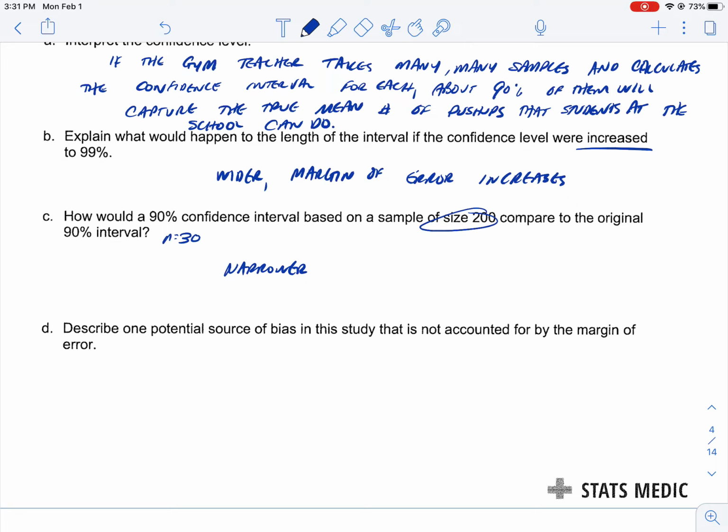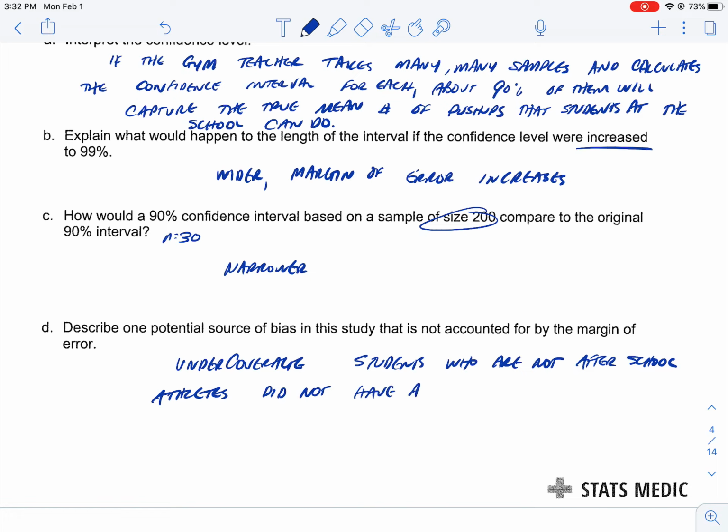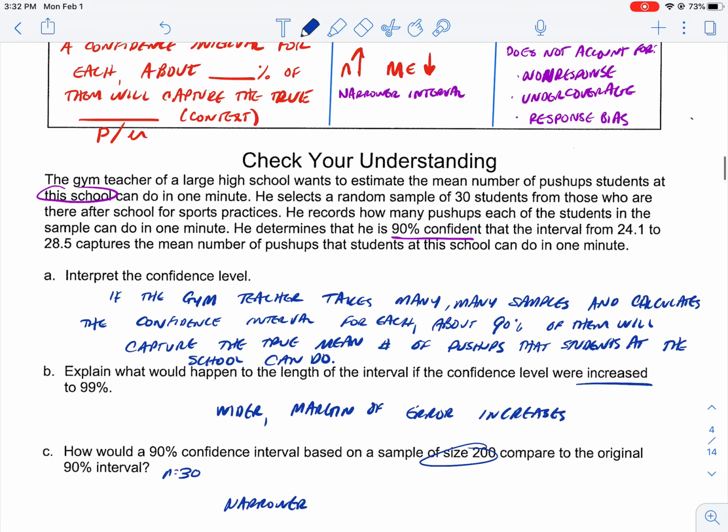Describe one potential source of bias in the study that is not accounted for by the margin of error. Well, let's think about this for a second. How did he sample here? He took people who are in the after-school athletics program. So we could say this is undercoverage, because students who are not after school athletes did not have a chance to be part of the sample. Okay, so students who aren't a part of athletics didn't get a chance to be a part of the sample. So that is called undercoverage.